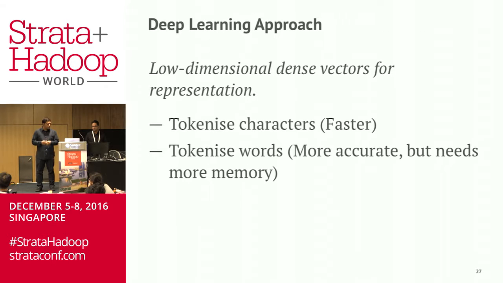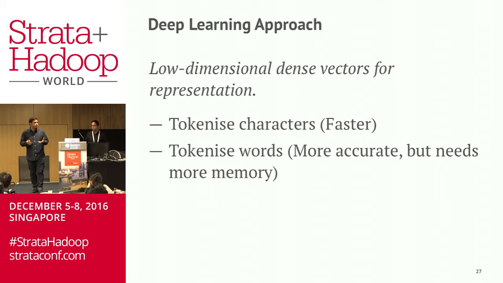Okay. So fundamentally, the deep learning approach is to do a low-dimensional but dense vector representation of this, right? And there are two ways to do this. We can take the characters that arrive and tokenize them. This is a tokenization that is different from what we do in statistical learning. We're not tokenizing by entities and POS tags. We're trying to tokenize by characters and understand which character comes after each one. Or we can tokenize the words.